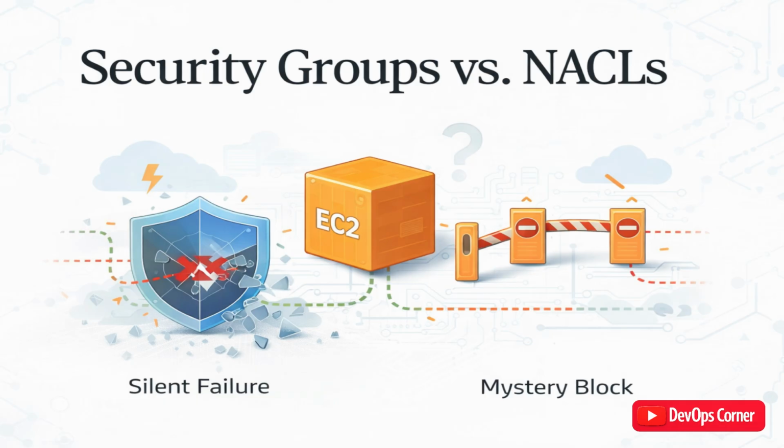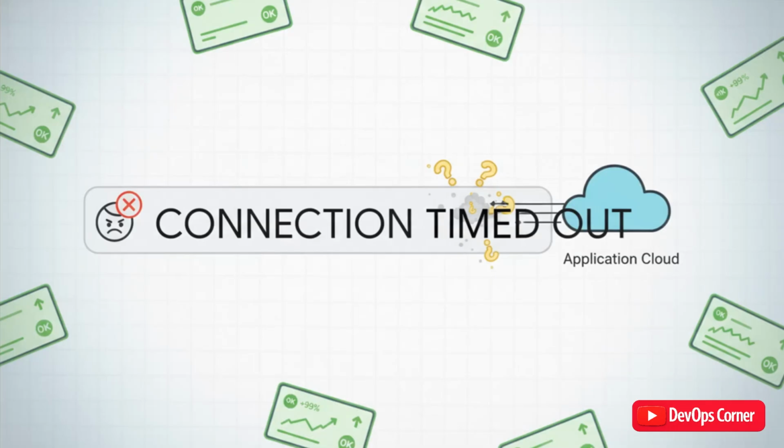All right, let's talk about one of the most maddening problems you can face in AWS, the silent failure. The kind of thing that makes you want to flip a table because you know something's wrong, but you just can't see it. You know this screen. Oh, you know this feeling.